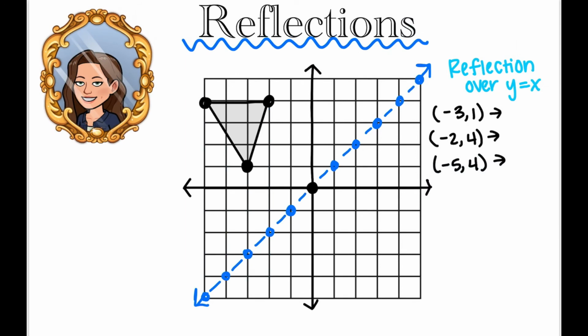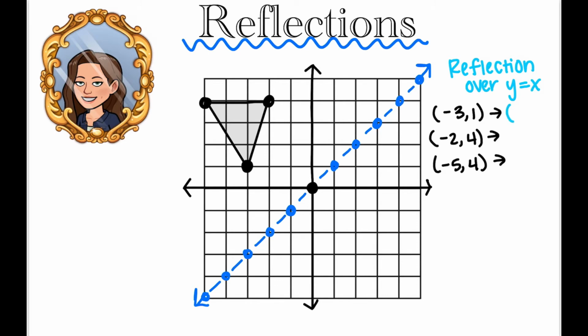With the reflection over the line y equals x, we really have to think about what it means for y to be equal to x. I've already written out our points for this triangle, and we're going to look at what happens if your y value is your x value.